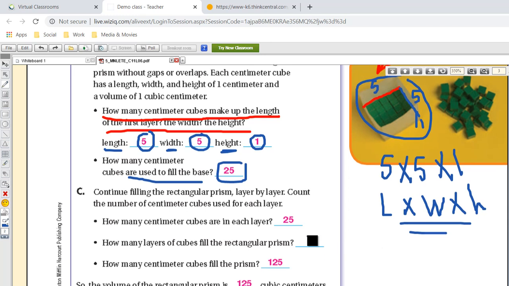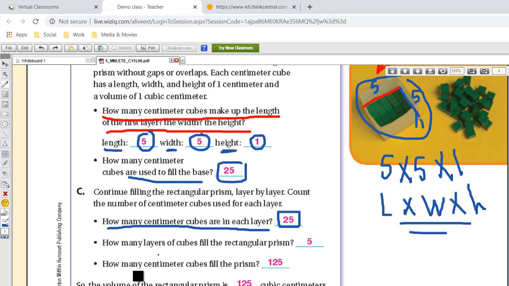Okay, that's about 1 layer. If we have a number of layers above each other, let's say we have 5 layers. Okay, so how many centimeter cubes are in each layer? We have 25, because the base is 25, so if we want to put some layers above it, they will be congruent to the base, the same height, the same length and the same width.